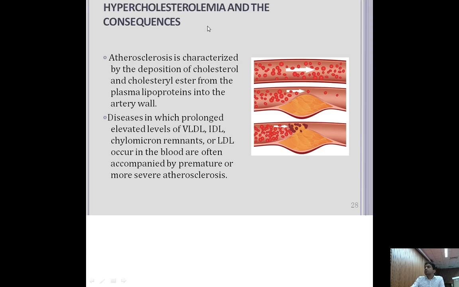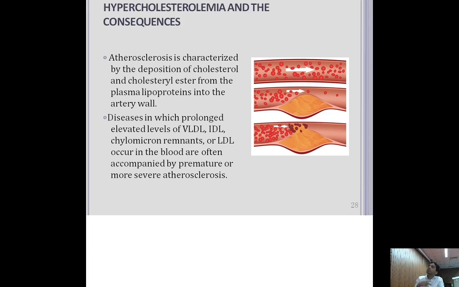So this question can come: what will happen if there is hypercholesterolemia, if increased cholesterol happens? I think you all know that atherosclerosis happens. Atherosclerosis is basically plaque formation in the blood vessels. That plaque formation can be in the coronary arteries, the arteries around the heart, or it can be in peripheral tissue also. So atherosclerosis is characterized by deposition of cholesterol and cholesterol ester. From where is it coming? It is coming from the increased circulation of cholesterol and cholesterol ester in the lipoprotein.